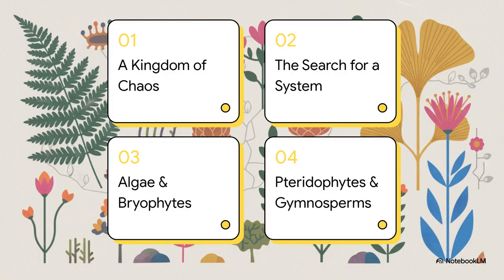So here's our roadmap. First, we're going to see just how big this puzzle is. Then, we'll check out the clever systems scientists came up with to solve it. And finally, we'll trace the whole evolutionary story through the major plant groups, watching all the pieces fall right into place.